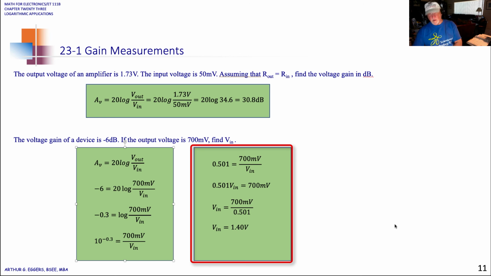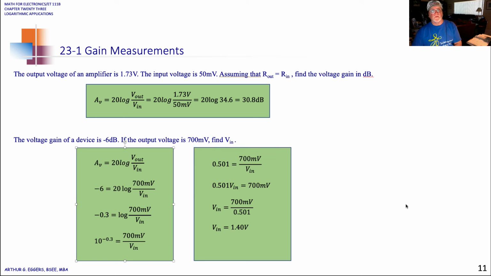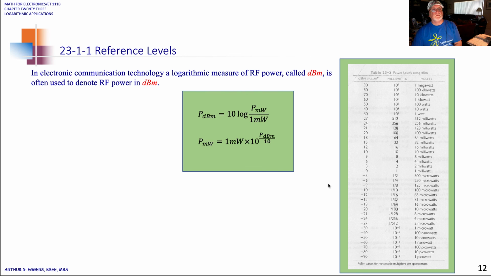So we now know that given 1.4 volts in, I get a gain of, or a loss in this case, of 6 decibels. Reference levels. So when we come back, we're going to take a look at how I can take those gain relationships and reference them to something. So in this case, we're going to figure out what dBm means, using a 1 milliwatt reference level.